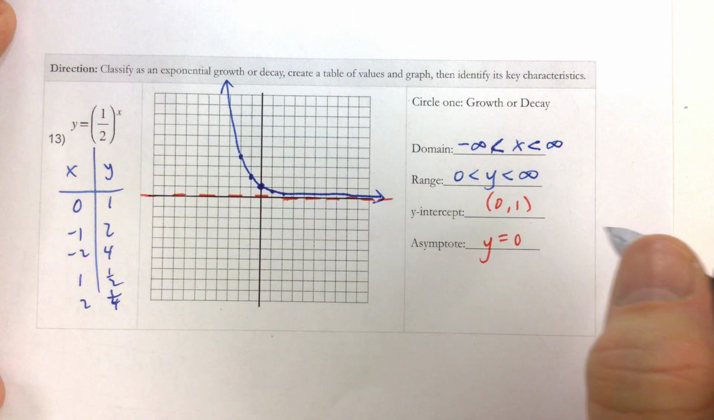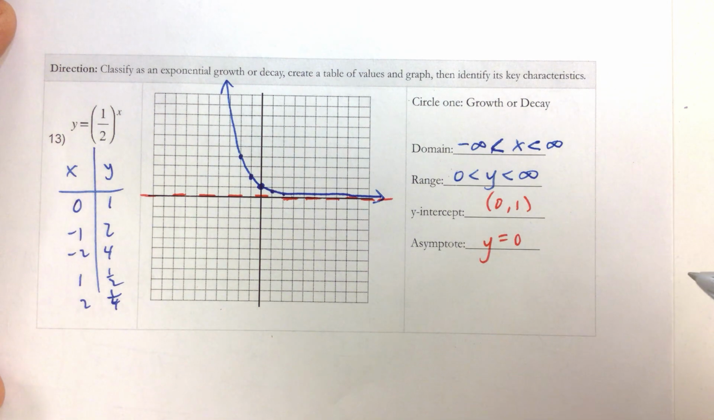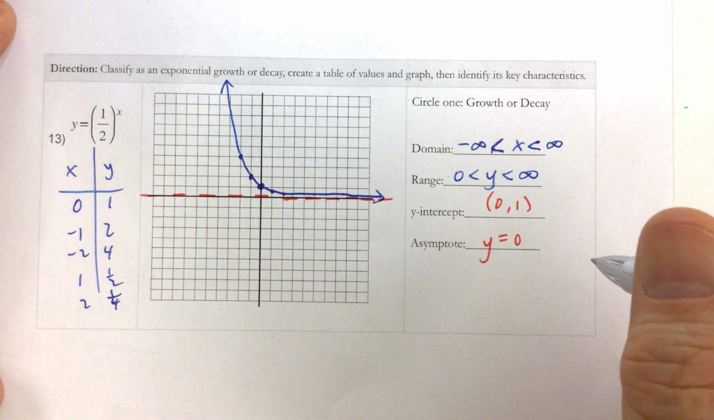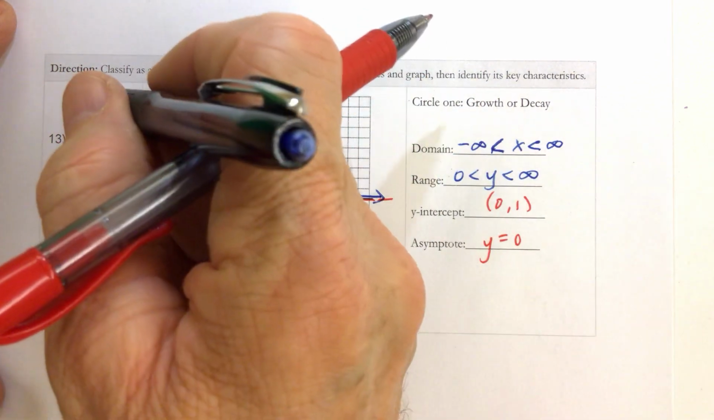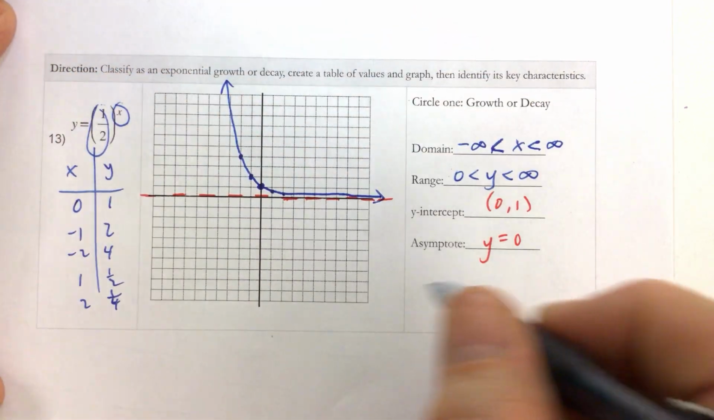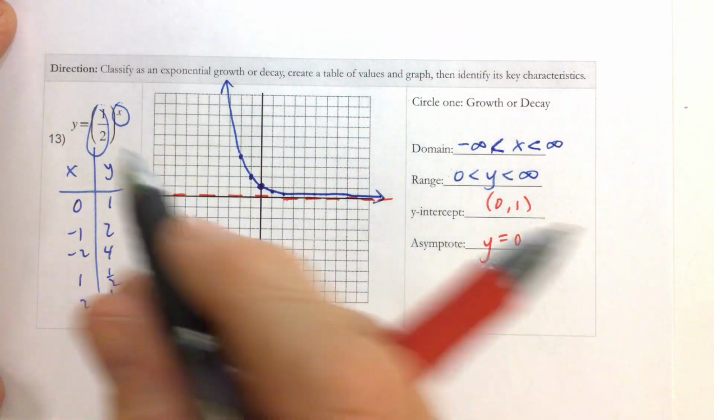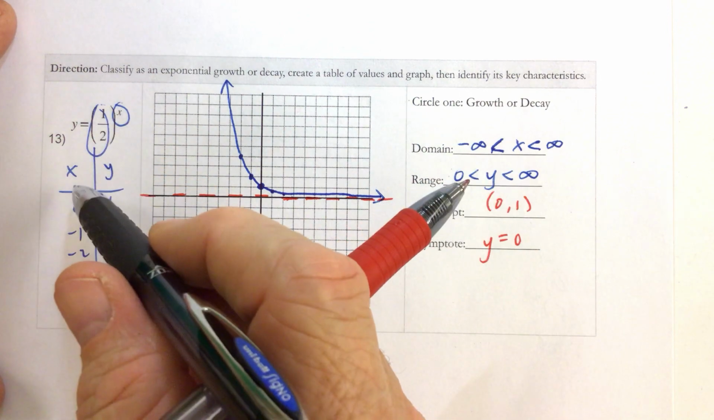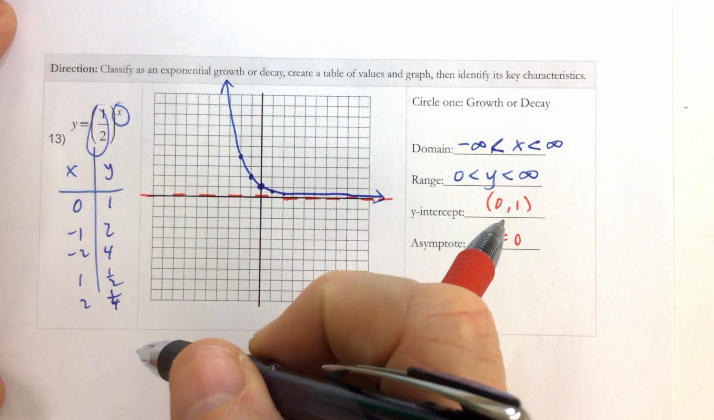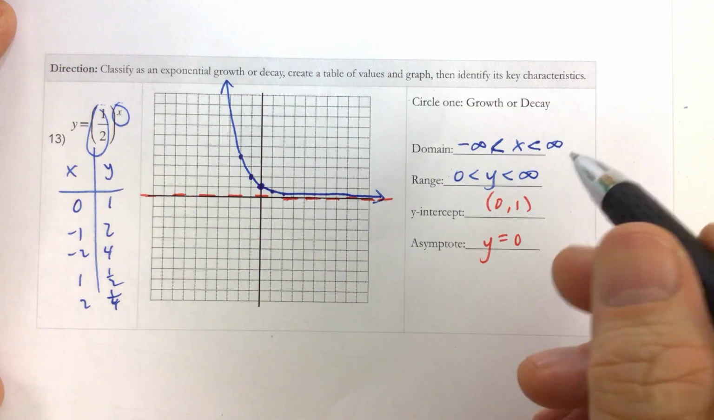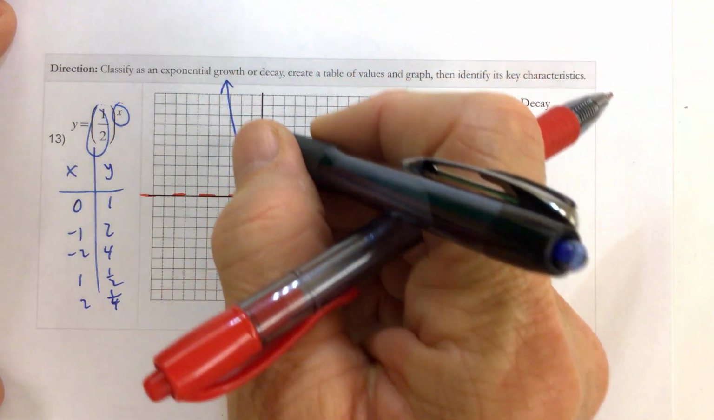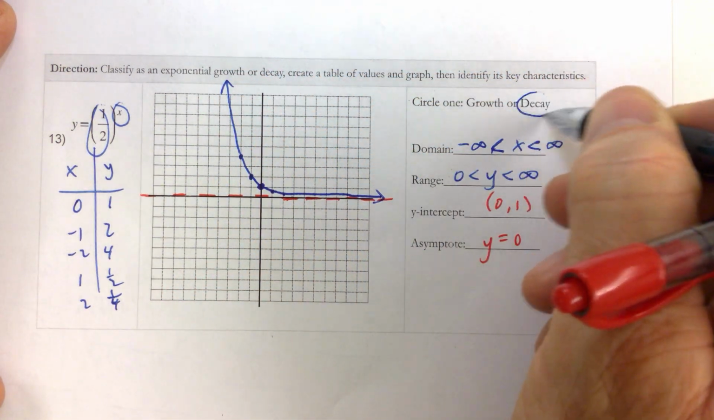The domain is always all real numbers minus any exceptions. In other words, you can raise 1/2 to any power, so you're allowed to plug in any real number for x, and that's why the domain is all real numbers. And we can see the y coordinates are getting smaller, so this is exponential decay.